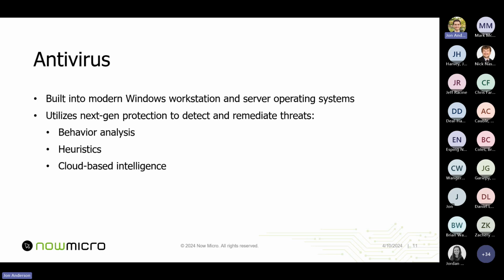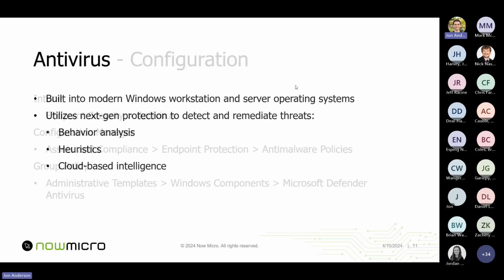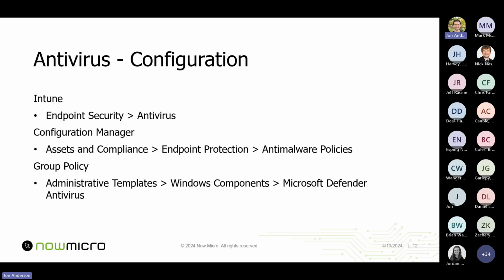It utilizes what they call Microsoft's next-gen protection. It does behavior analysis, heuristics, cloud-based intelligence, a lot of the check marks that you're going to need on a cybersecurity insurance audit. And then for each of these, I'm also going to include in the slide deck the list where you can configure all these settings in Intune, Configuration Manager, and Group Policy, just so you've got your options for setting things up. And again, we will be able to make the slide deck available afterwards, as well as a recording.